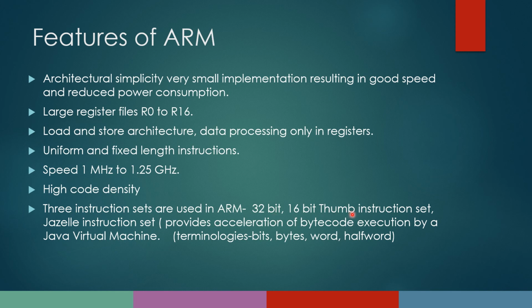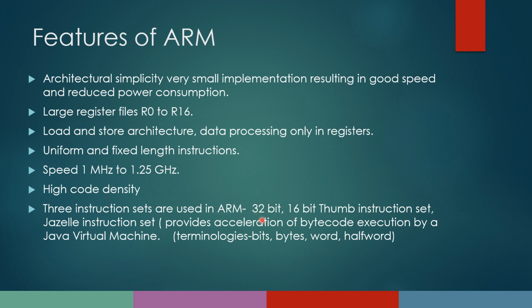We can also have, in some cases, the 16-bit Thumb instruction set and also the Jazelle instruction set. But the Jazelle instruction set is used only for Java coding. Jazelle provides acceleration of bytecode execution by a Java virtual machine, that is a machine running Java code. Commonly, understand that we consider the 32-bit architecture in the case of ARM.